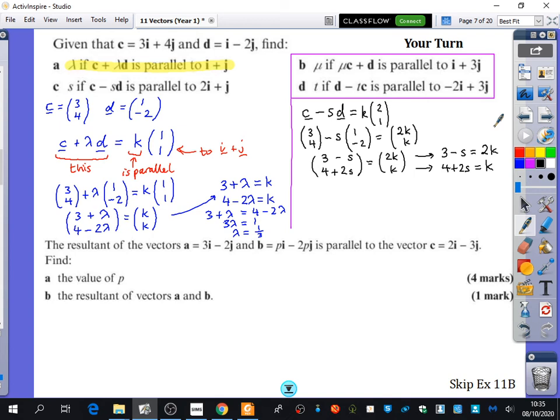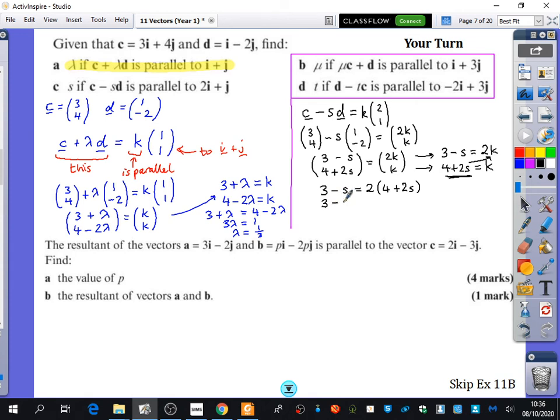So I can either times the bottom one by 2 and make them equal to each other, or I can do what Ikram suggested, which is substitution, because I can take this, which is k, and I can substitute it where k is. So if I were to do that, I'm going to do substitution. So I get that 3 minus s equals 2 times k. But we know from the bottom one that k is 4 plus 2s. Now I have an equation that's just got s with it, so I'm going to solve it.